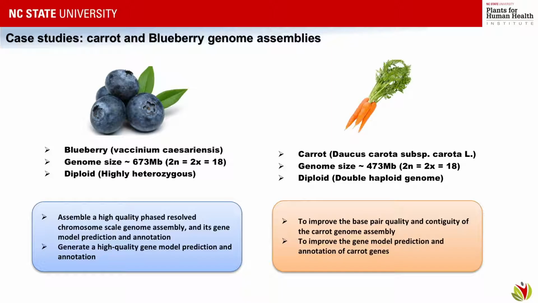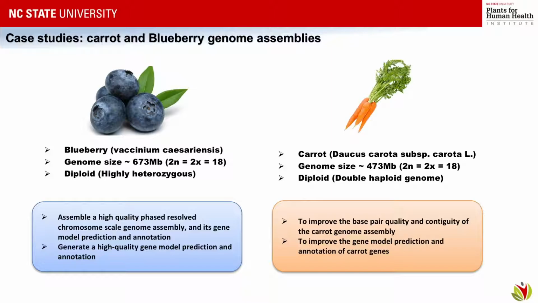There are some examples that really convey the meaning of having a high quality reference collection. As for the blueberry, we sequenced the blueberry Vaccinium caesariense. The genome size was estimated to be around 673 megabases. It's a diploid genome, highly heterozygous, so we have regions that are completely different in the homologous chromosomes. The target was to have a high quality, haplotype resolved, chromosome scale assembly.